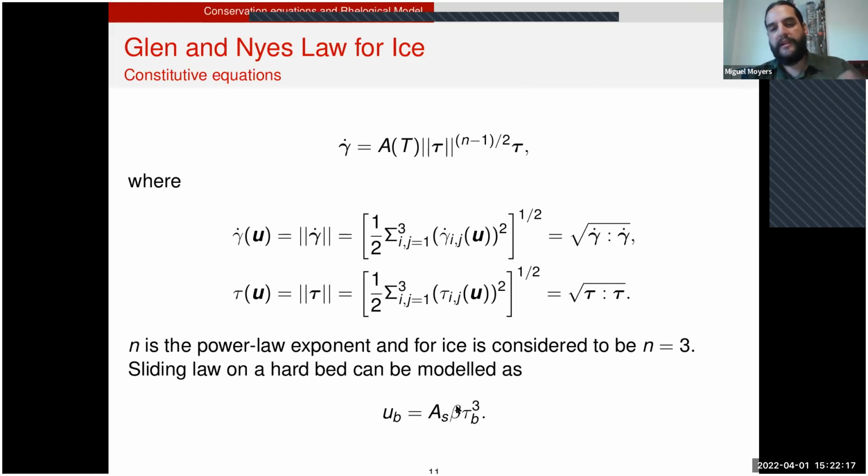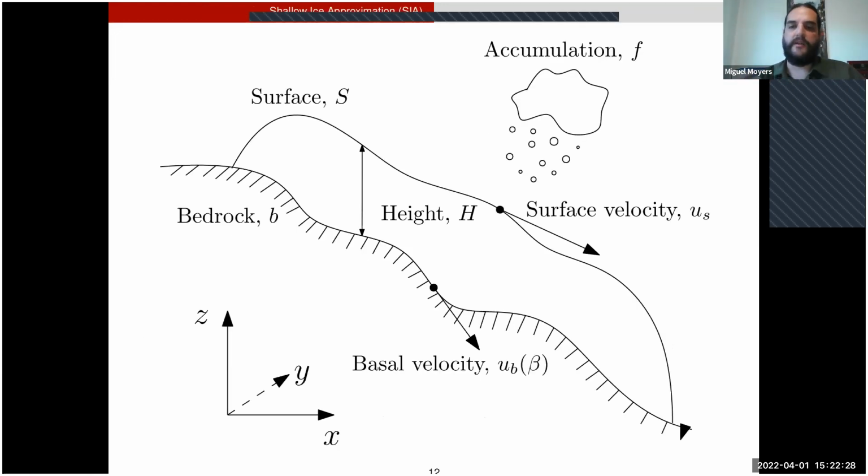Okay, so let's start modeling. So now we have our conservation equations for ice. As I said, it's a nonlinear 3D problem, so we want to start to make some simplifications. As is common in lubrication, we're going to follow the lubrication approach, basically. So we're going to assume that our glacier is very long and thin, right? So we assume that the scale for height is way smaller than the scale for the length of the glacier.